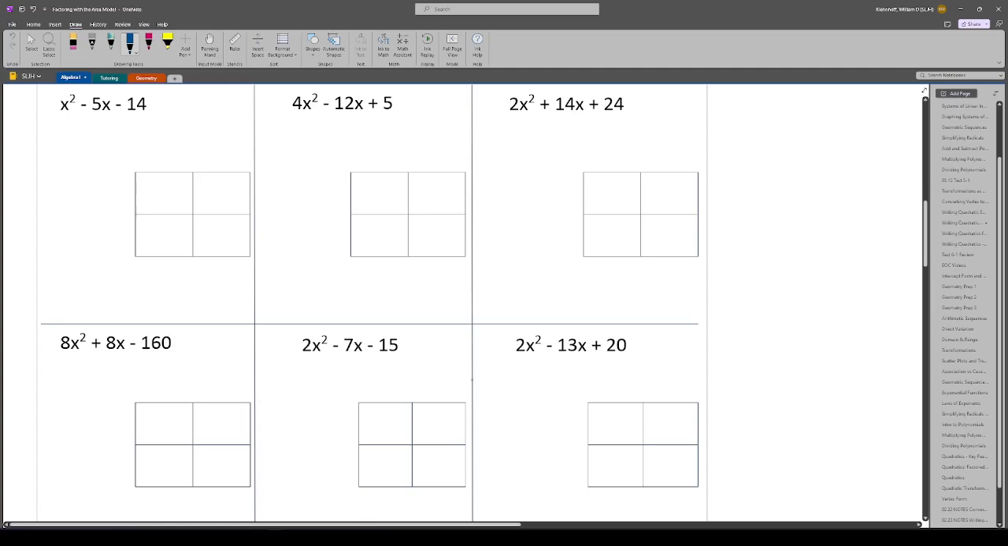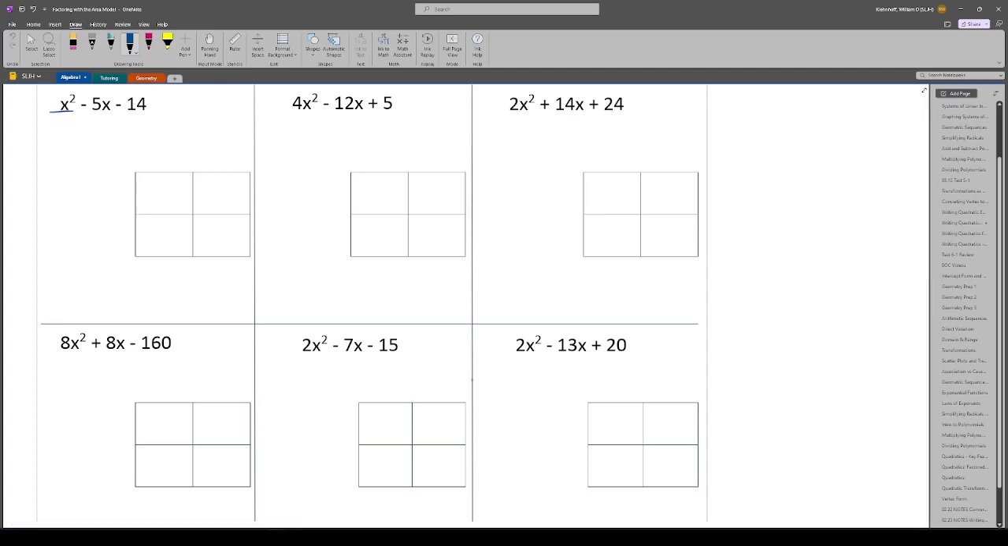So this one has no GCF because our coefficient of x squared is 1. That means we're going to go straight to the later steps. So we're going to multiply a times c and put it on top of here. A times c, 1 times negative 14, is negative 14. Then I'm going to look at my signs.